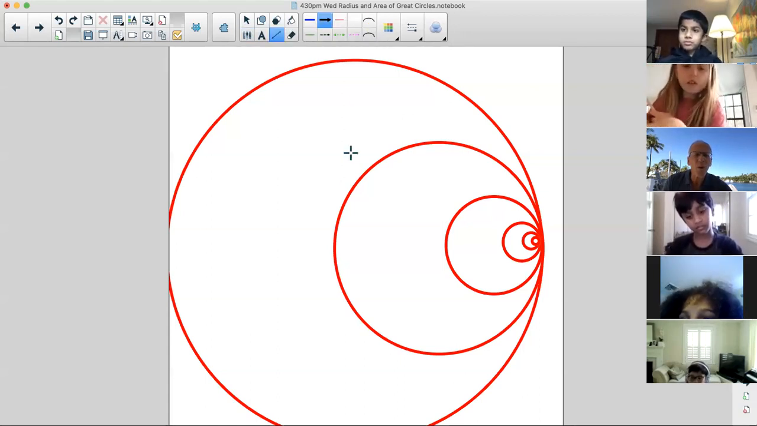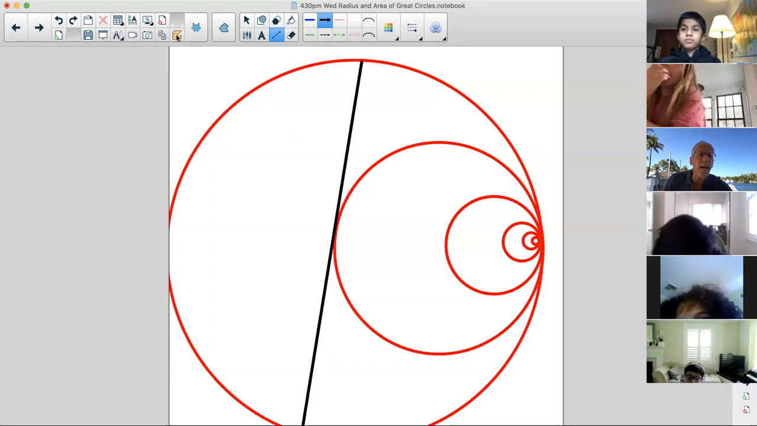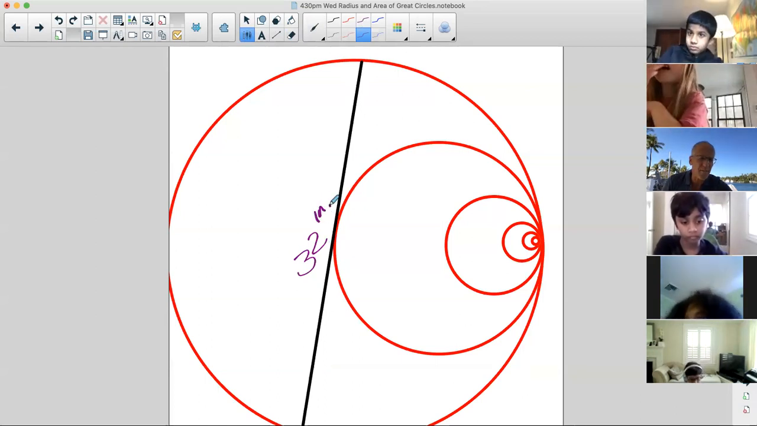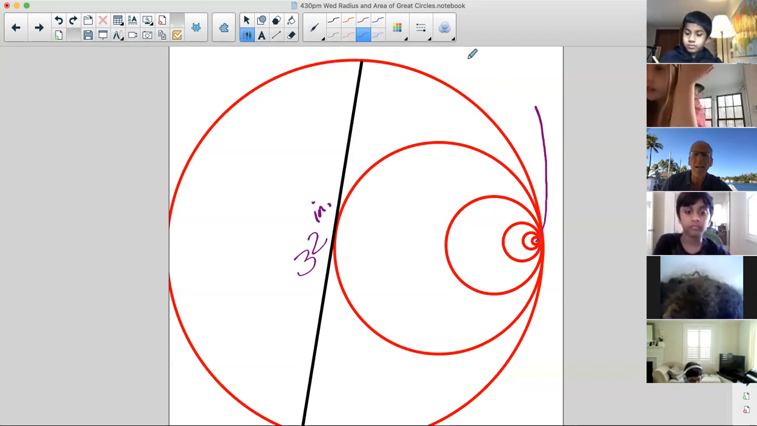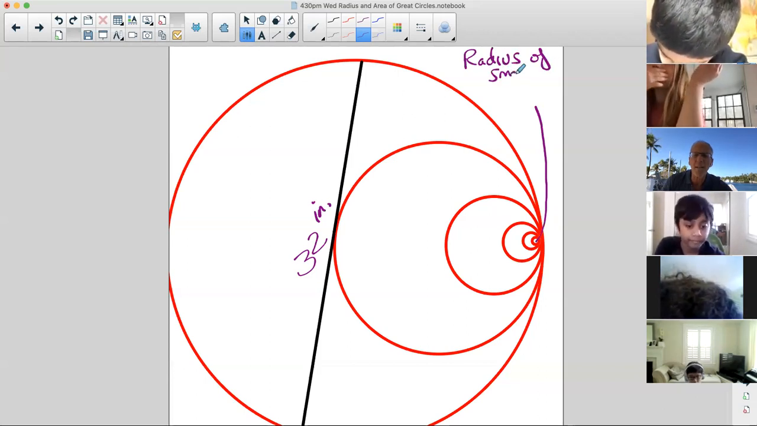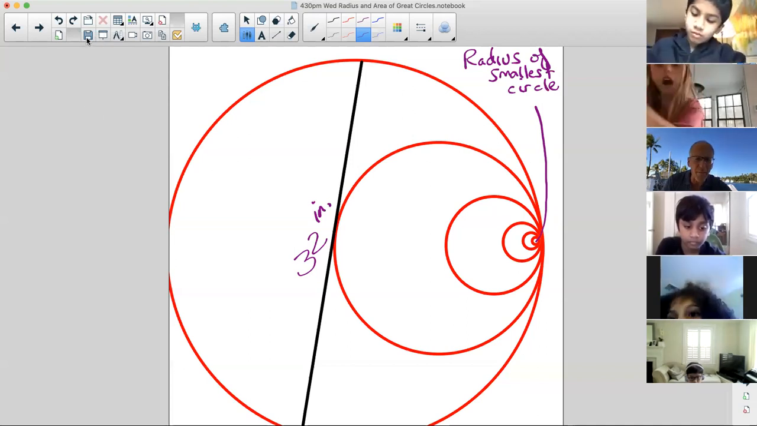I'm gonna give you the diameter of the big circle. And I'm gonna tell you that the diameter of the big circle is 32 inches. What is the radius of the smallest circle? Now, don't anybody say it out loud. I want everybody thinking about it.